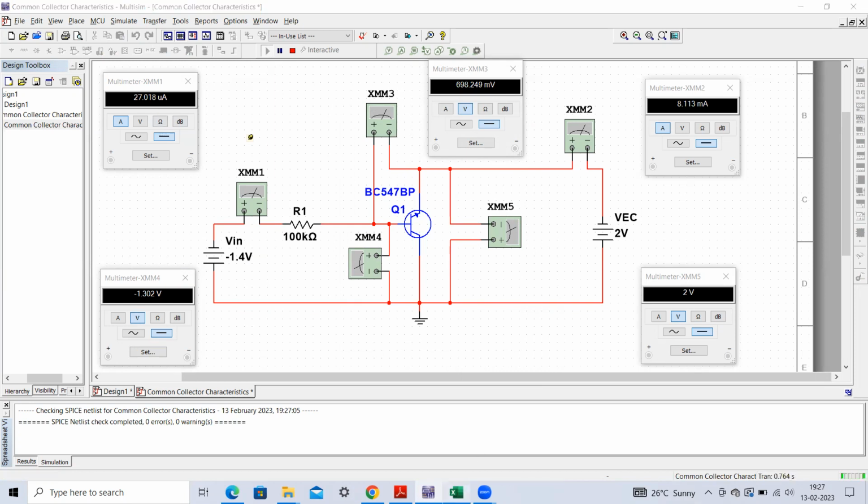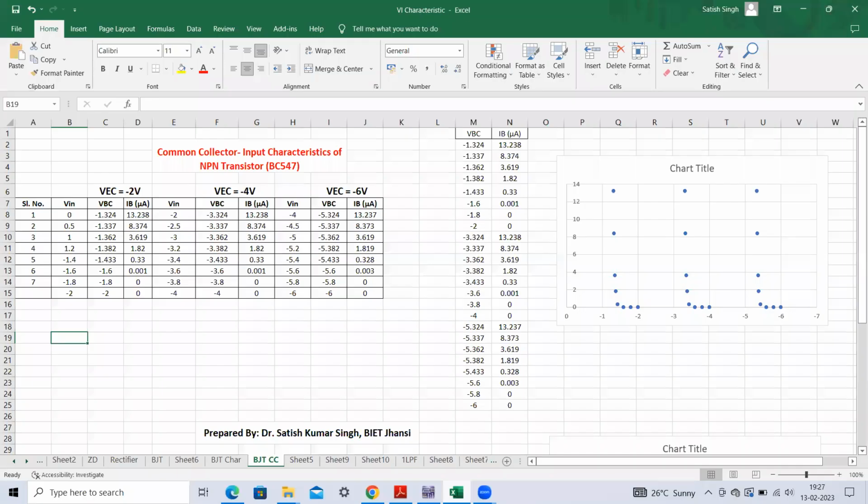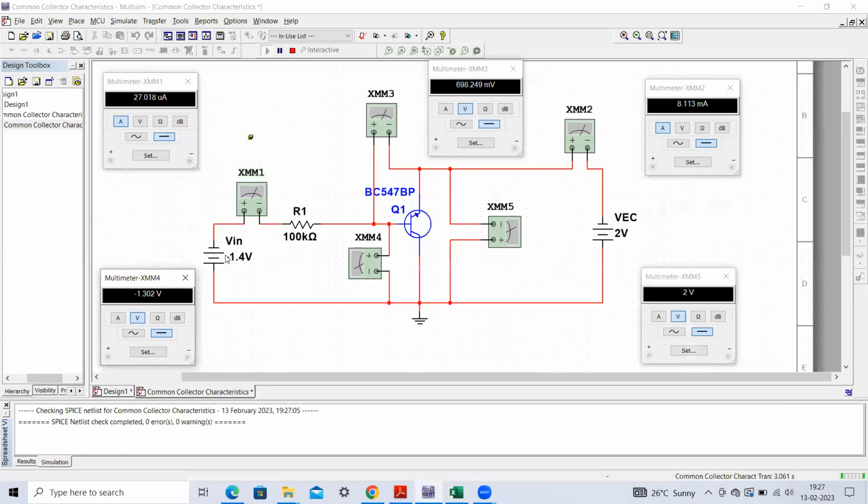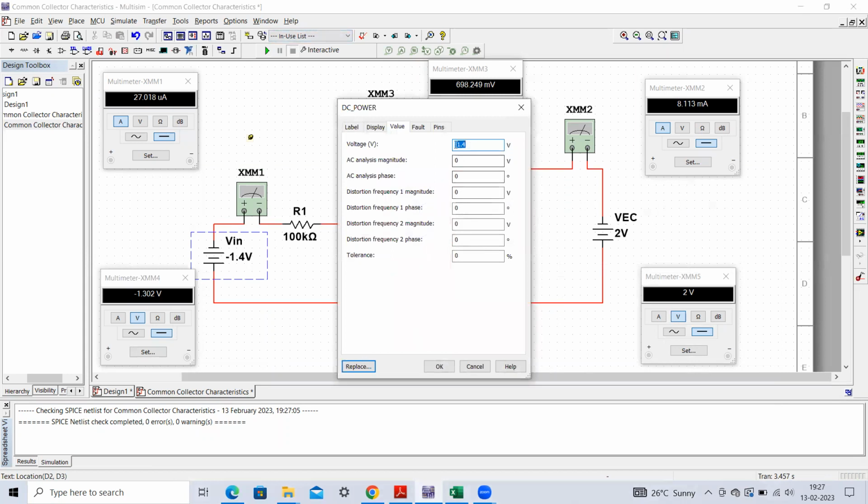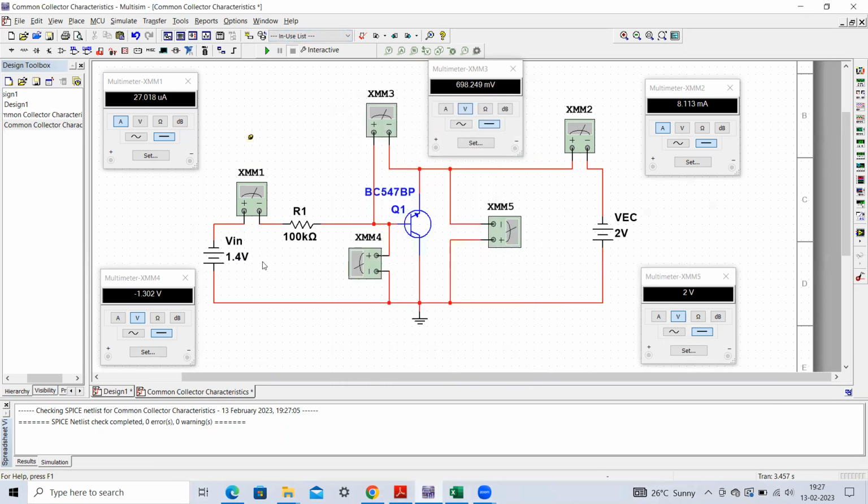So here you can see this current value, -1.4. Sorry, this is not minus 1.4, it is plus 1.4 only. I have written it wrongly over here. Actually, all these values should be negative, because V in is already negative. So you just make it 1.4, not negative. Please remember that. Make it correct, so it should be 1.4.